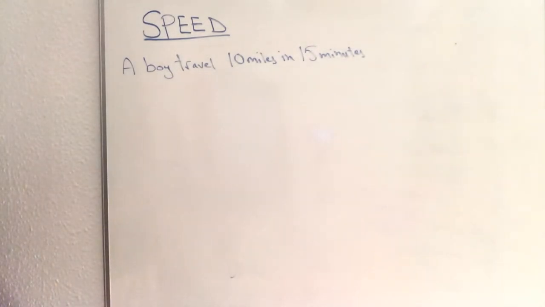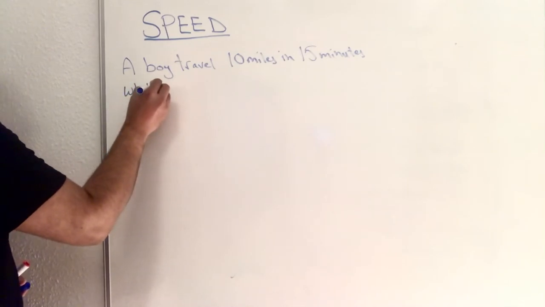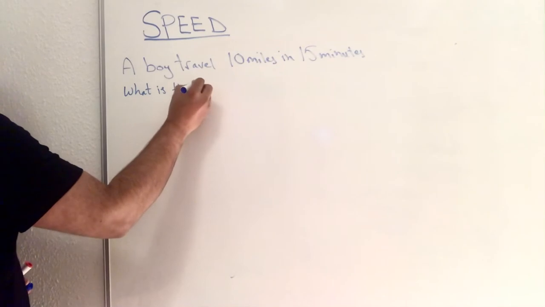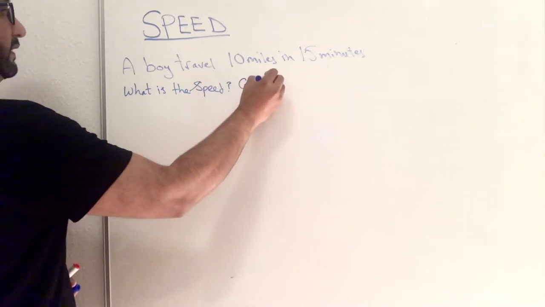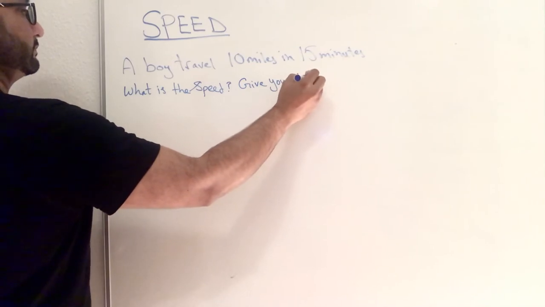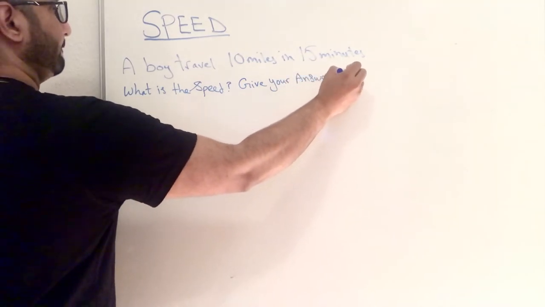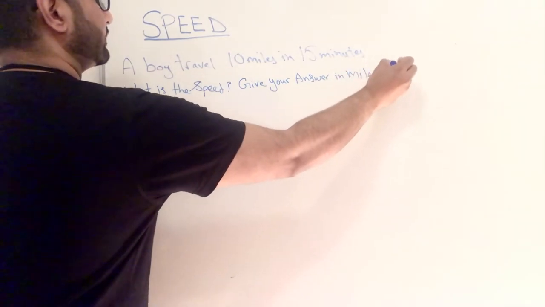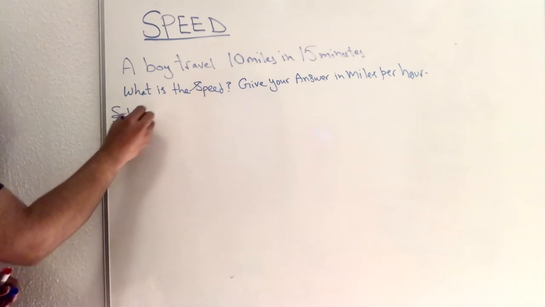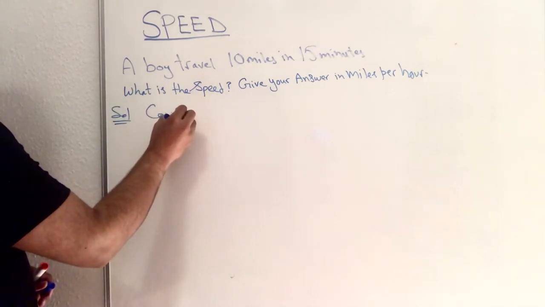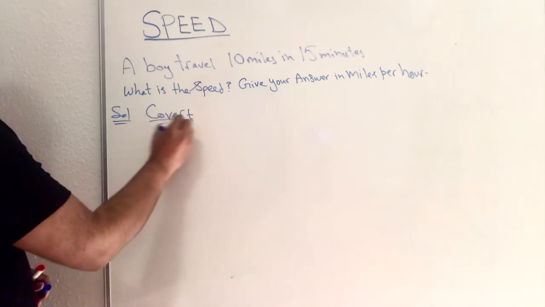Minutes, right? So they are saying if they travel 15 miles, what is the speed? Give the answer in miles per hour. What is the average speed? Give your answer in miles per hour. So now you can see, first of all we need to use a conversion rate. How to convert? We need to use a conversion.